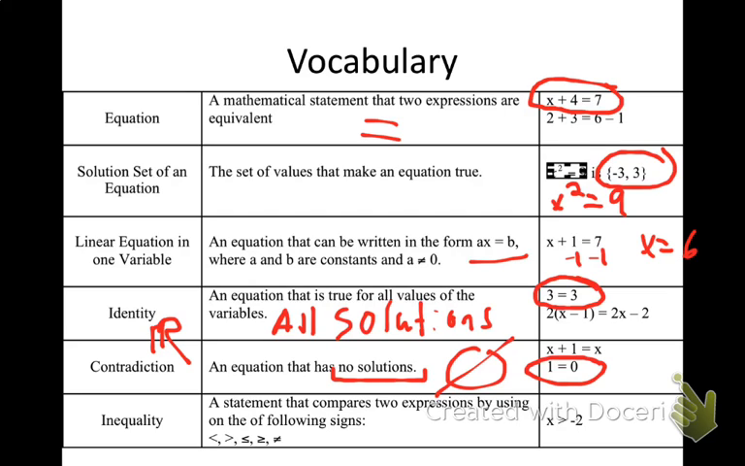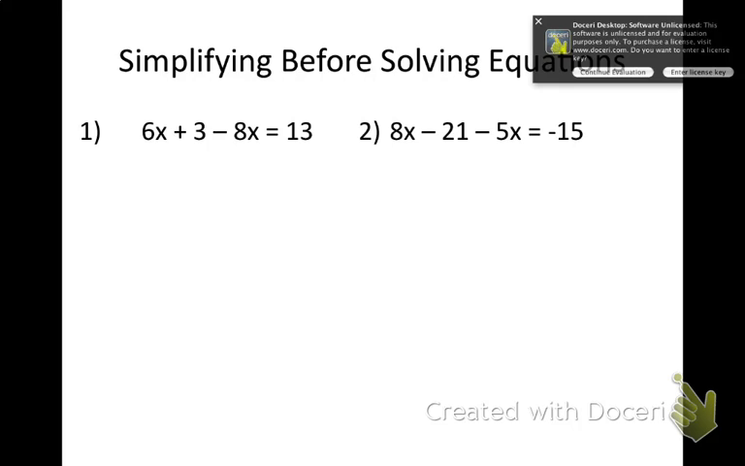Does anybody know when you solve an inequality what the one difference is? There's one thing you have to remember when solving an inequality, and it deals with when you get your answer. When you multiply or divide by a negative, what do you have to do? Flip the sign. Yeah, that's the one difference between equations and inequalities: I do have to remember to flip that sign when I am multiplying or dividing by a negative. Nice job. All right, so let's look at a couple problems here.